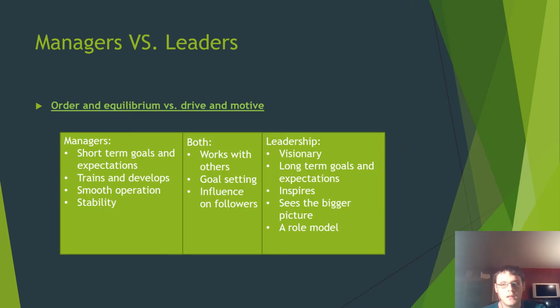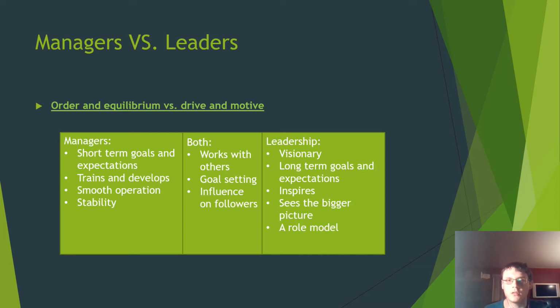Now, leaders aren't to be confused with managers, though they're similar in a couple of ways. They're completely different roles. I kind of liken managers to focus on order and equilibrium within the organization, while leaders are more driven and motivated to ascend to something greater. Managers focus on short terms. They want to train and develop the employees they already have. They want the organization to have a smooth operation and be stable, while leaders are visionaries. They are grandiose. They want to inspire more, do more.